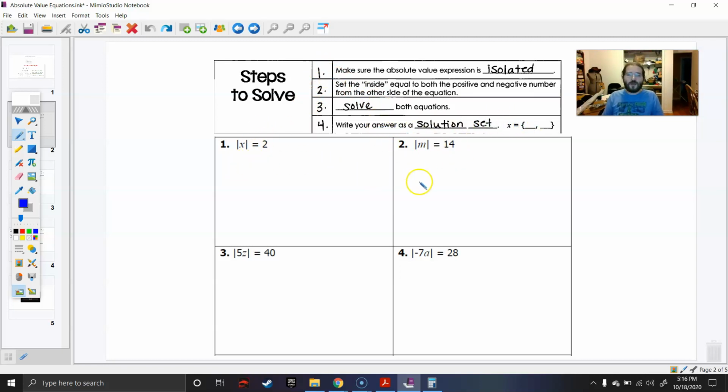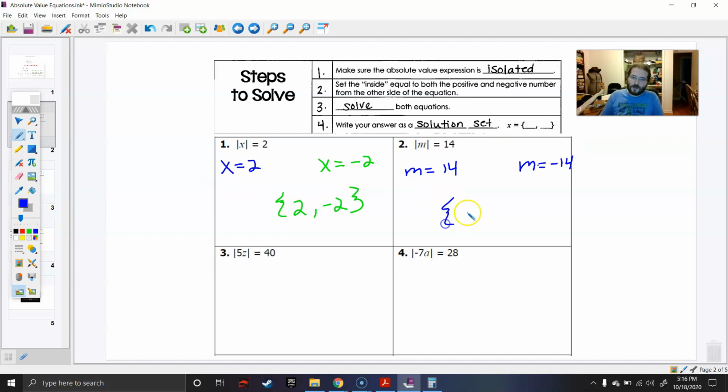So our first two examples are already solved for the most part. In this case, we're going to do two different equations. So x is going to be equal to 2, because that's our positive. And then we have x is equal to negative 2, because that's changing that sign. So in this case, it's already solved. We have x is equal to 2, negative 2. All right, our next one, same situation. So we have m is equal to 14. M is equal to negative 14. So in this case it would be 14, negative 14.